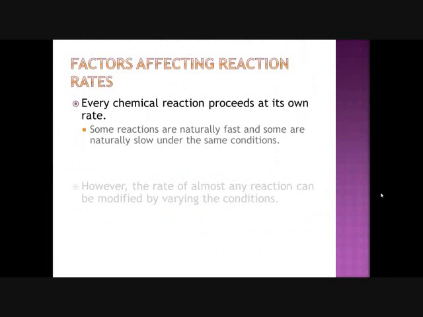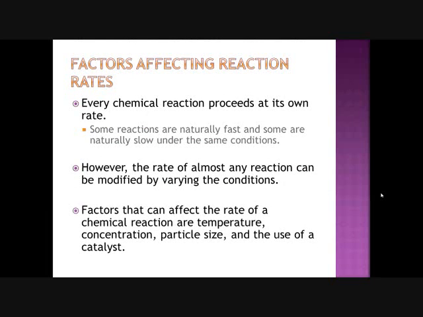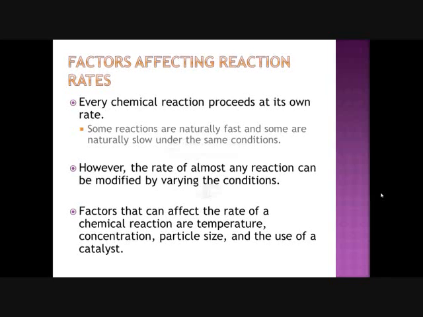So now we're going to talk about the factors that affect reaction rates. In every chemical reaction, it proceeds at its own pace. Some are naturally fast, like we saw with the match striking, and some are naturally slow under the same conditions. However, the rate of almost any reaction can be modified by varying the conditions. So things that we can vary to affect the rate would be temperature of the reaction, the concentration of the reactants, particle sizes, and the use of a catalyst.